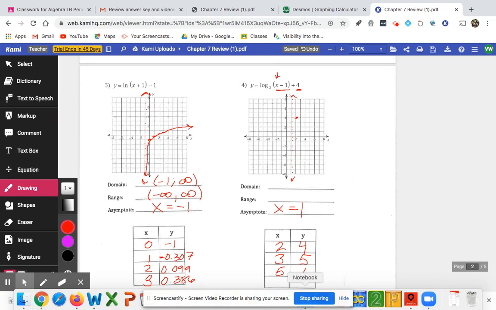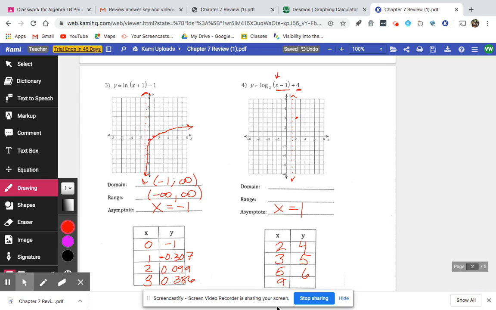One more smart number, I'm going to pick 9. 9 minus 1, 8. 2 to what power is 8? 3. 3 plus 4, 7. Those are our nice numbers. If you want to use a calculator, you can, but you're going to get big, nasty decimals, and I don't know why you would want to do that. But, I mean, I won't stop you. So 3, 5, 5, 6. Now, 9 doesn't live on my graph, so I'm going to kind of eyeball it. Right there.